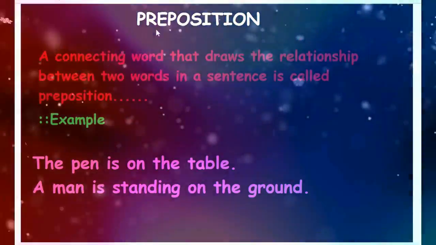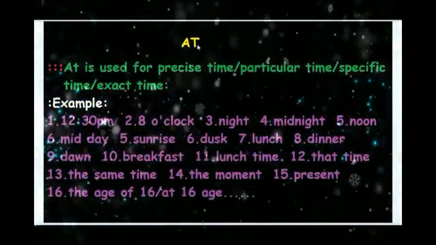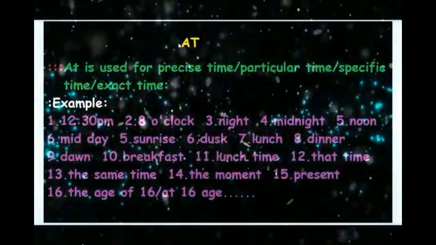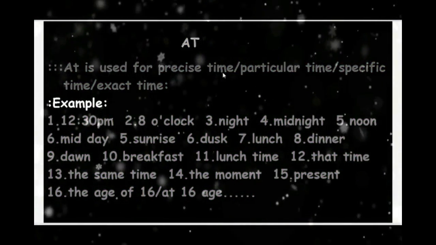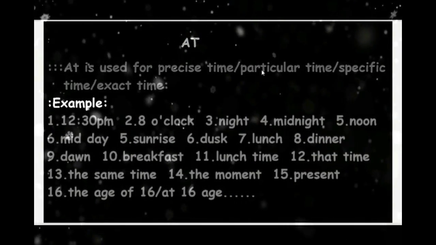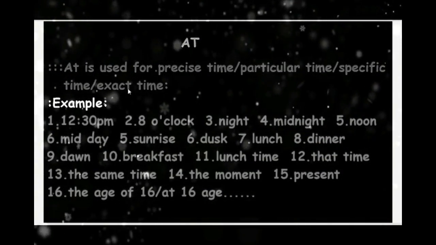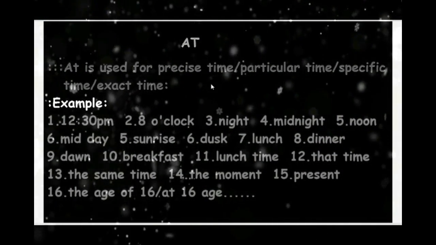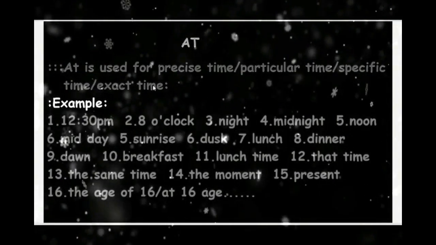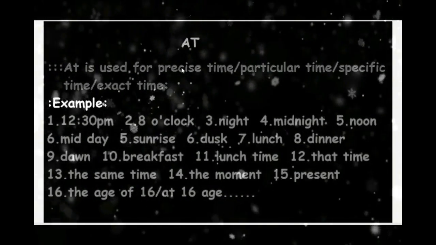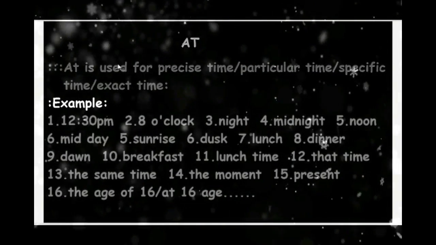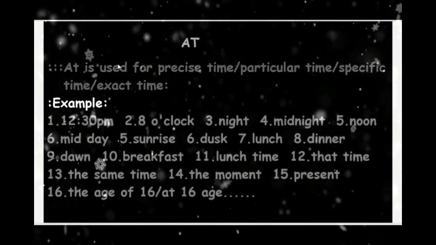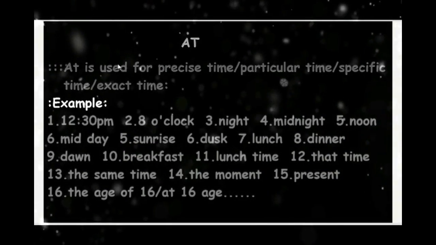Time preposition at. At is used for precise time. It means particular time, specific time, exact time and fixed time. Example, 12:30 p.m. is exact time. 8 o'clock is exact time.